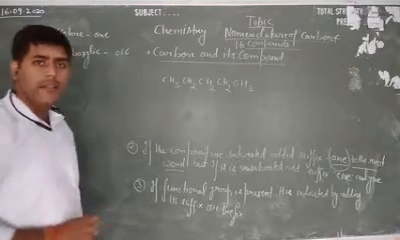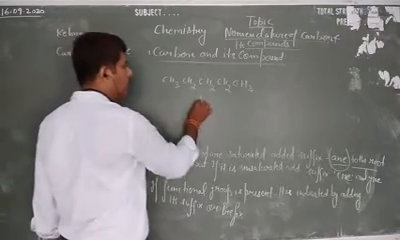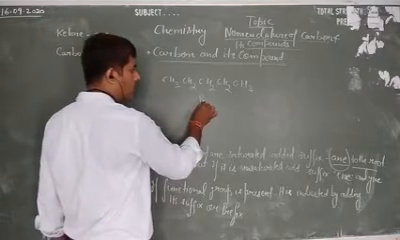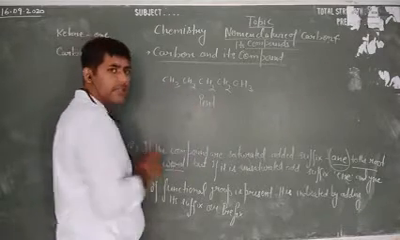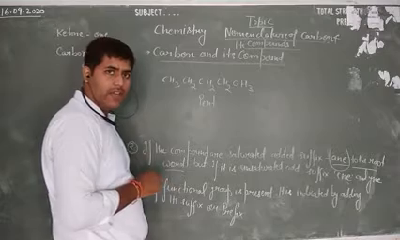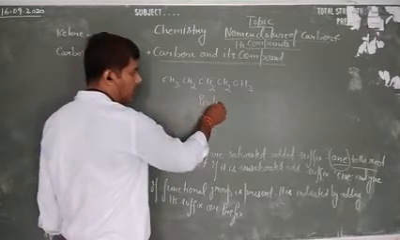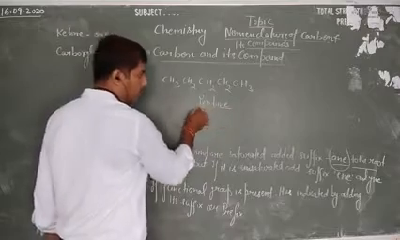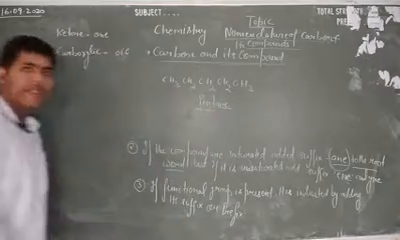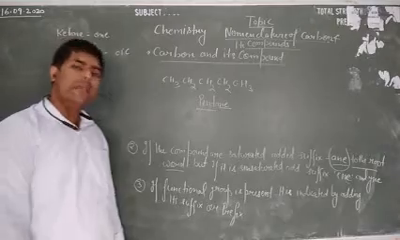How many carbon atoms? 5. Then what is the root word? Pent. All having a single bond. Then we use the suffix -ane. What is the name of the compound? The name of the compound is pentane.